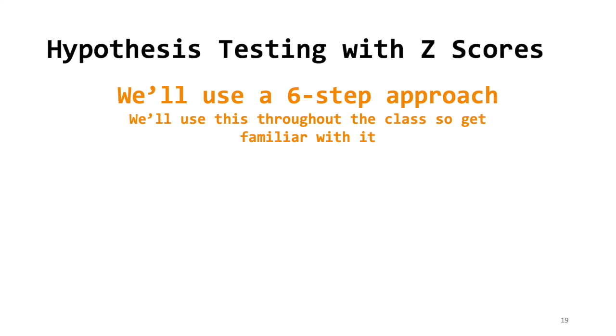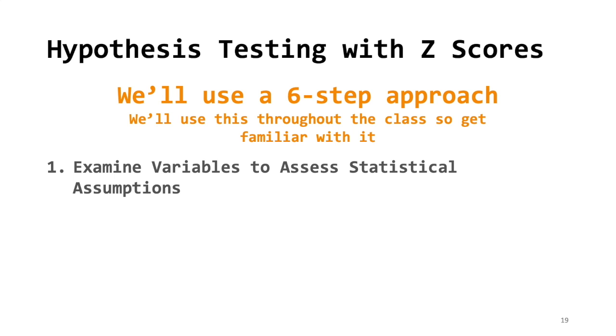To do this, we're going to rely on a 6-step approach. This is going to be common for every statistical test we use. So when we get into t-tests and ANOVA, regression, all those things, we're going to be using this 6-step approach. So be wise to become familiar with it. Step number 1 is examine variables to assess statistical assumptions. Every time we talk about a statistical test, we're going to talk about the assumptions inherent in that test. So we're always going to want to check, does it look like those assumptions hold?